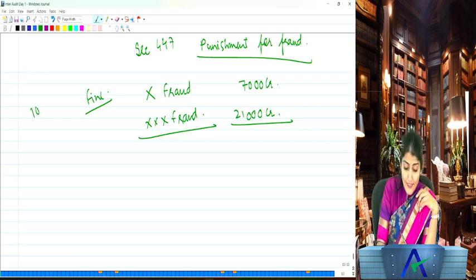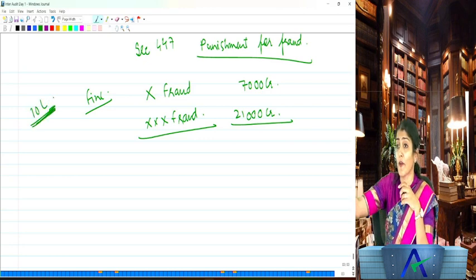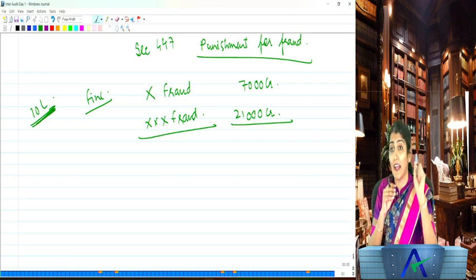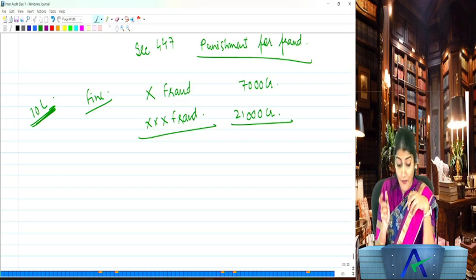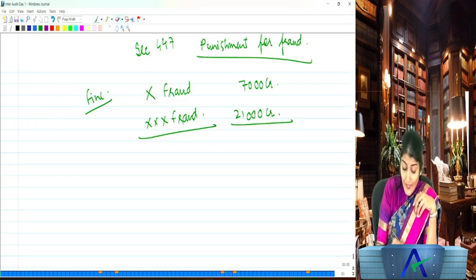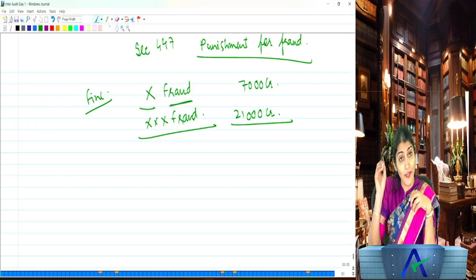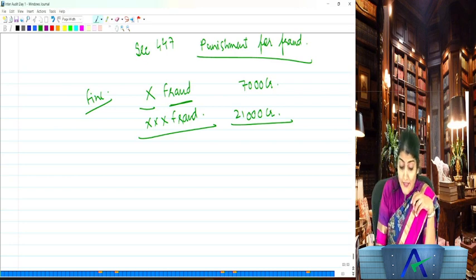Otherwise, if the fine is 10 lakh, it's a good deal. Do a fraud of 7,000 crore and pay a fine of 10 lakh. You understand that? No. So that is why it says no, no, no. At least equal to the amount of the fraud, which may extend up to 3 times the amount involved in the fraud. And then what is the imprisonment?